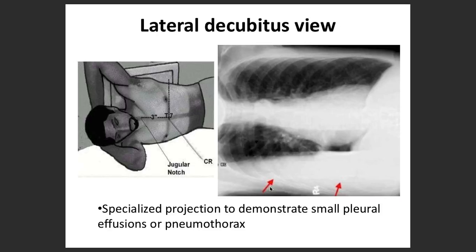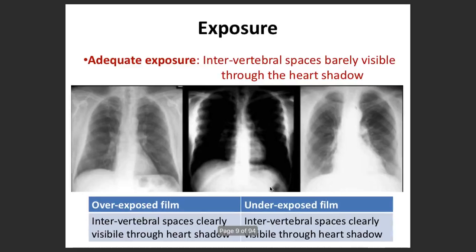Then one of the things which I had said about is the exposure. So for example, when do you call adequate exposure? If the intervertebral spaces are barely visible through the heart shadow, that is called adequate exposure. However, an overexposed film is one in which the intervertebral discs, or the spaces, are clearly visible through the heart shadow. For example, as you may notice, the first one.